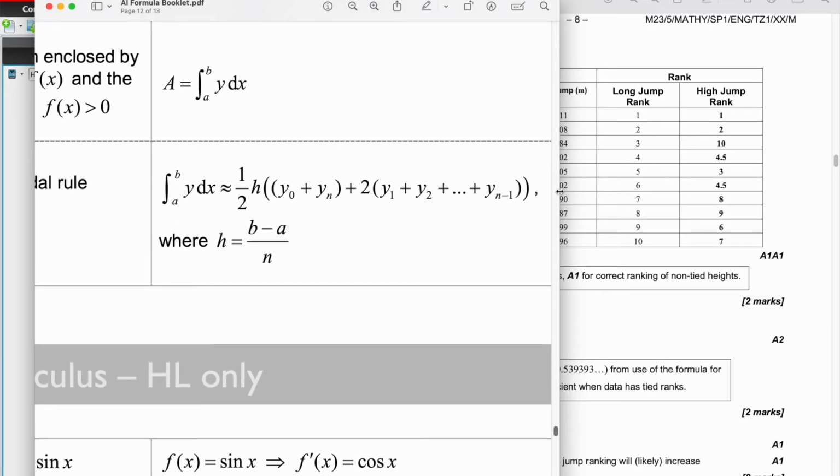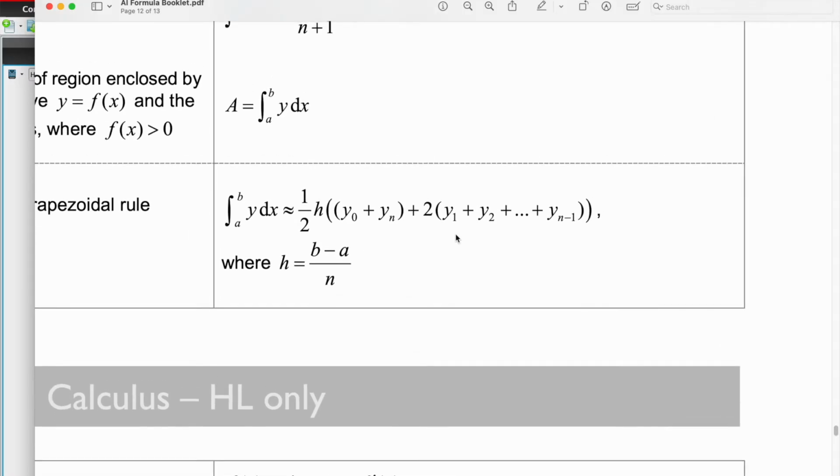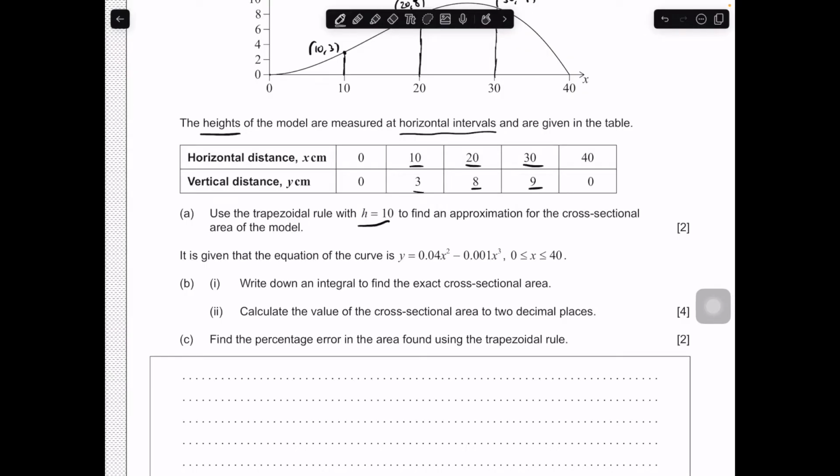We've got our trapezoid rule. There it is. Let's go ahead and write it out. Trapezoidal rule: 1/2 h. H is something we often need to find. That's why it's at the bottom. They're telling us also in this that it is b minus a over n. In this case, we don't actually need to solve for h. They've given it to us.